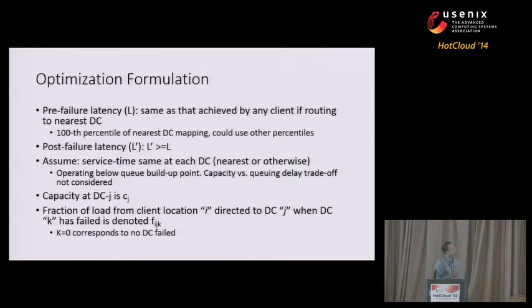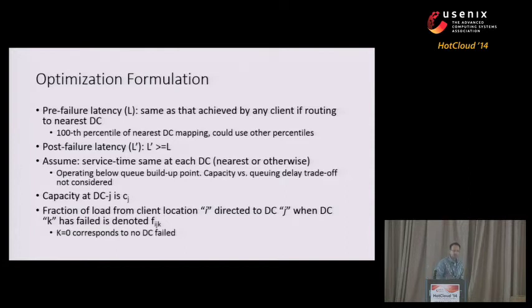And let's say we have a second latency constraint after failure. Could be the same, could be slightly more relaxed. And an important assumption I'm making in this calculation is that the service time is the same at every data center. So I'm only worrying about the network latency, not the actual compute latency, which is a reasonable assumption because we can pretend the servers are the same at every data center.